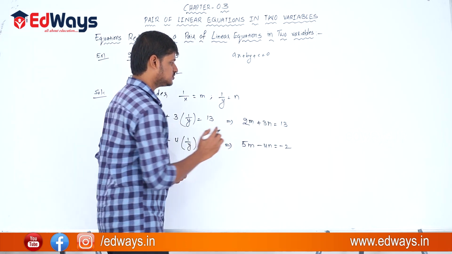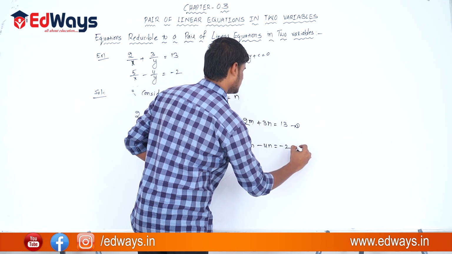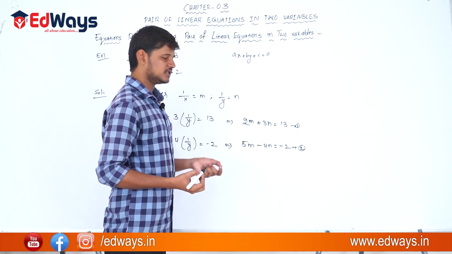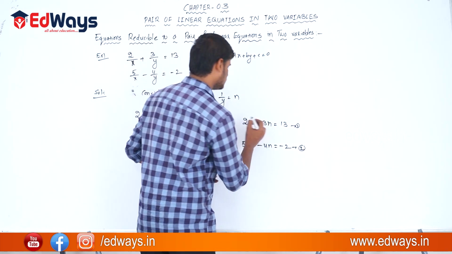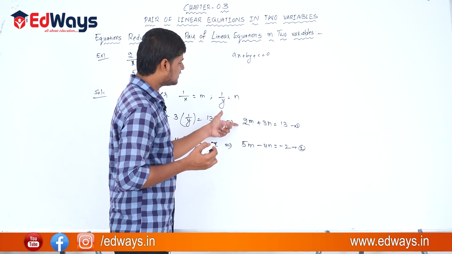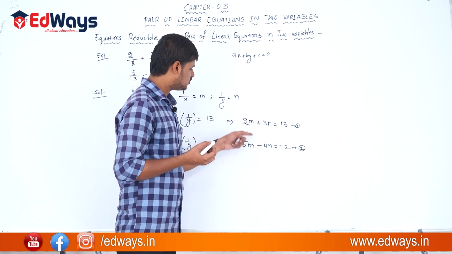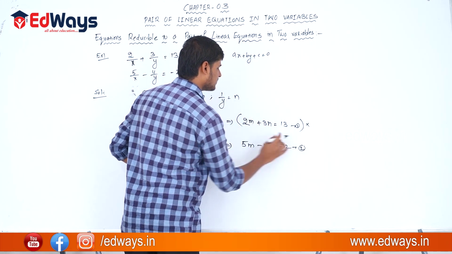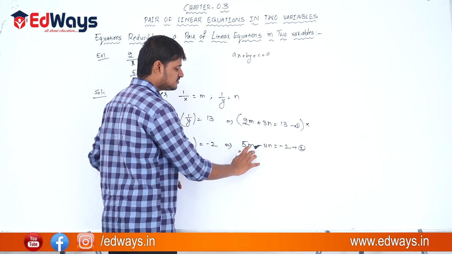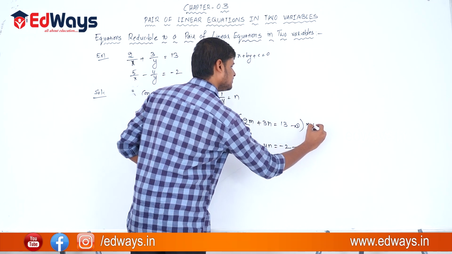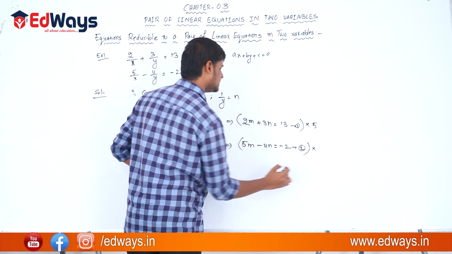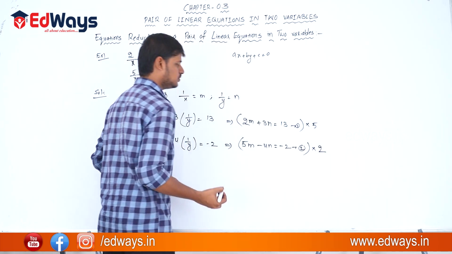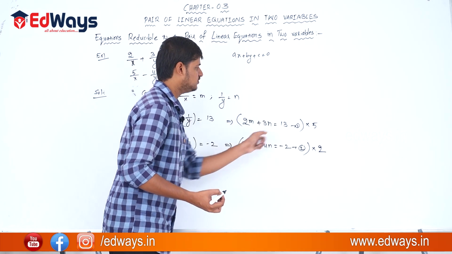Let us solve these two equations now. Let it be equation number 1 and equation number 2. You can solve these two linear equations by any of the methods. For that let me do it by the elimination method. For that I have to make one of the coefficients equal, either the m coefficient or the n coefficient. Let me make the m coefficient the same. For that, the first equation should be multiplied by the m coefficient of the second equation, that is 5, and the second equation should be multiplied by the m coefficient of the first equation, that is 2, right?